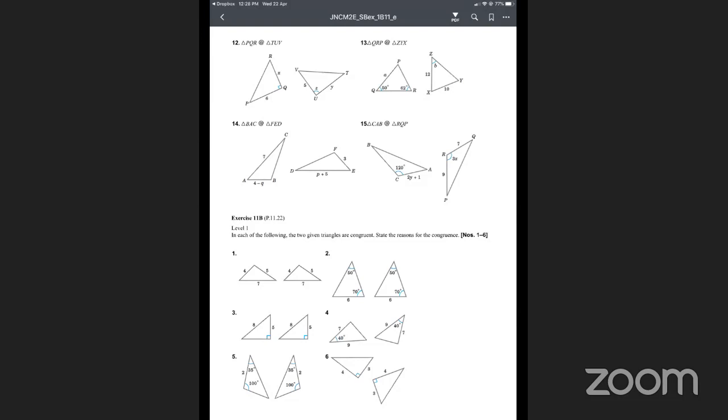We continue with exercise 11B. Okay, therefore you can take out your textbook and then go to this page, right? Okay, let's start. Now, yesterday, in exercise 11A, usually you are given the congruent triangles.